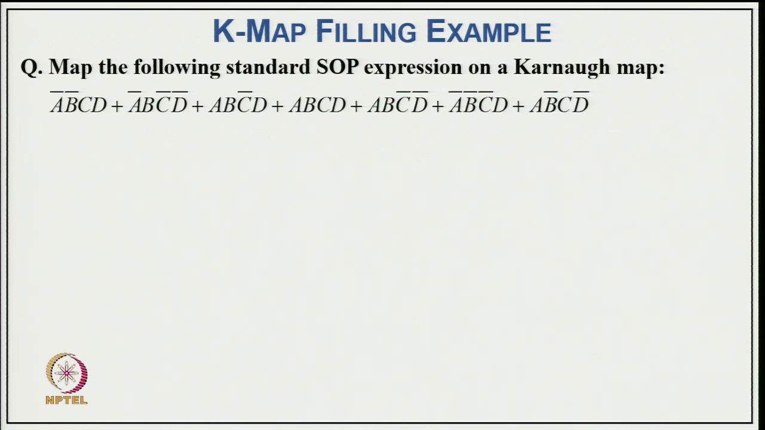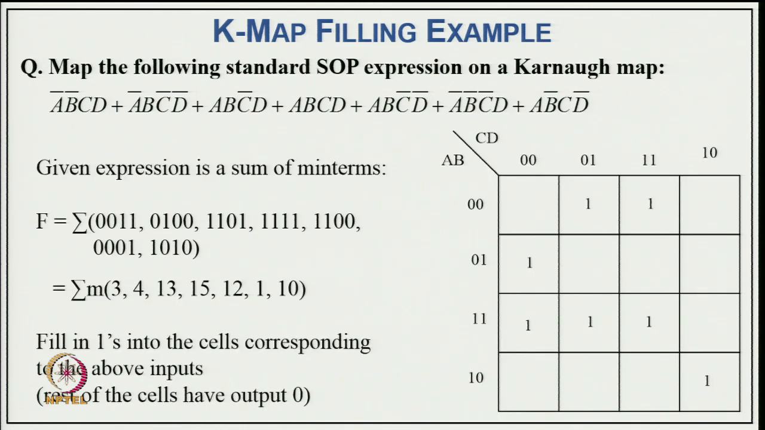So, typically, map the following standard sum of products expression on a Karnaugh map. These are the terms, and all terms correspond to one minterm each. You can represent all minterms, for example 0 0 1 1 as A bar B bar C bar, and place these minterms on this Karnaugh map. The first minterm is itself 3, so you can place it here, 0 0 and 0 1, which corresponds to this expression.